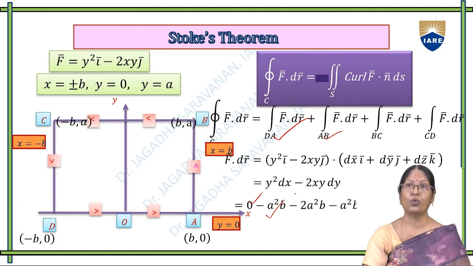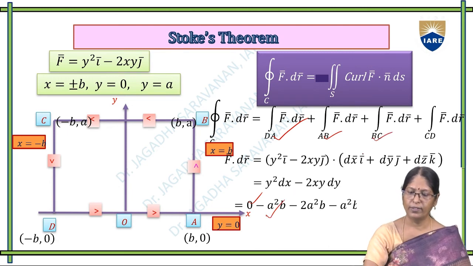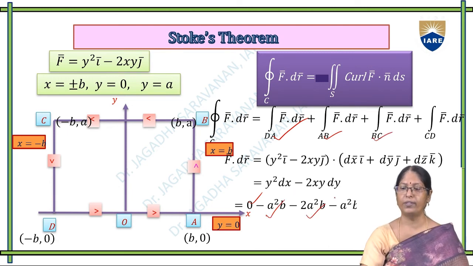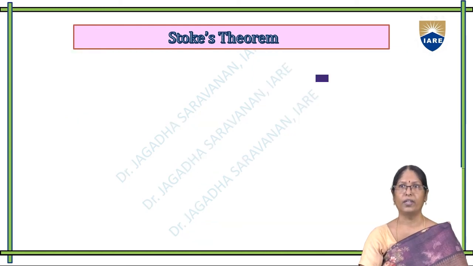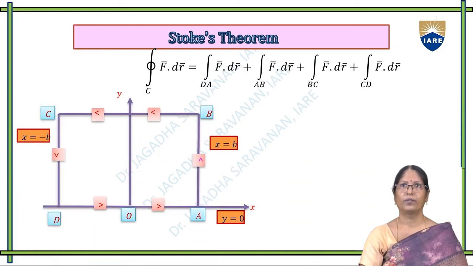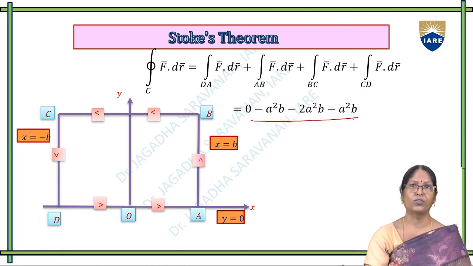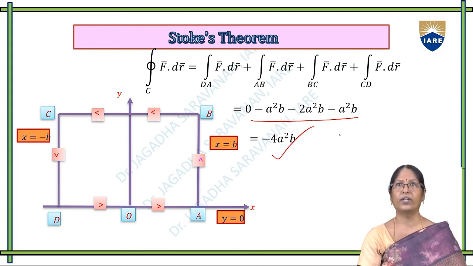This is the result along DA. This is the result along AB. This is the result along BC. And this is the result along CD. So we can see it once again. Completely, the line integral result we obtained is minus 4a square b.